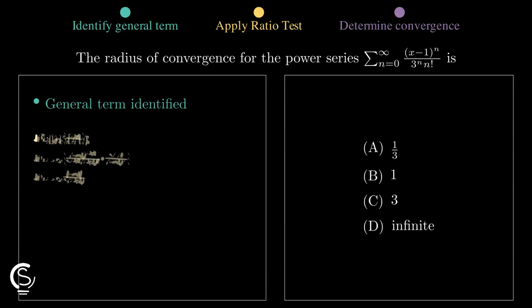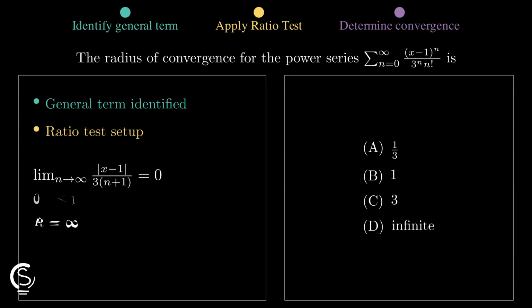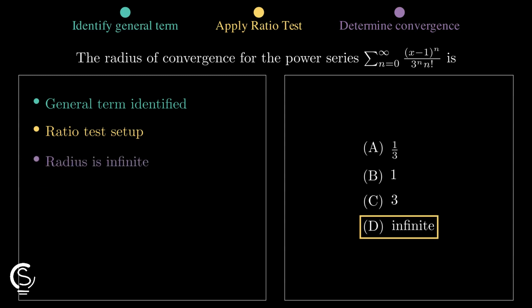Finally, we evaluate the limit. Since the denominator grows without bound, the limit is 0 for any x. This means the series converges everywhere, so the radius is infinite.